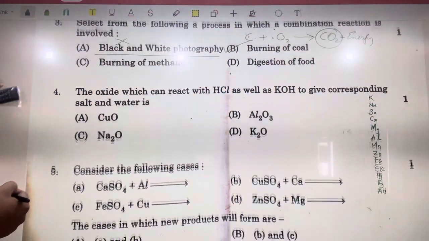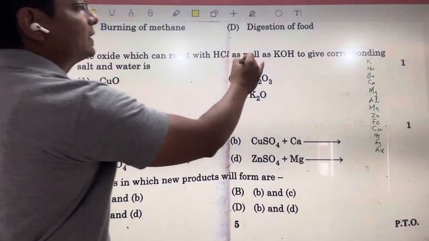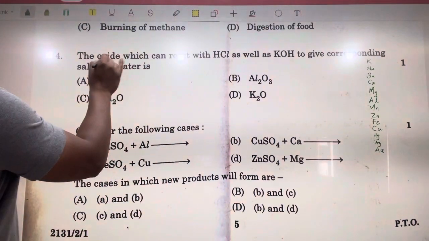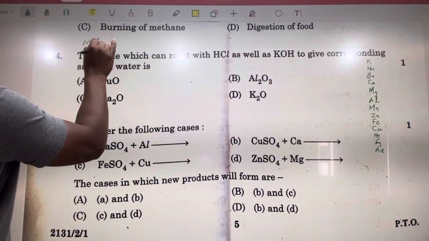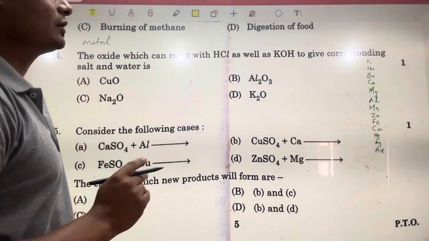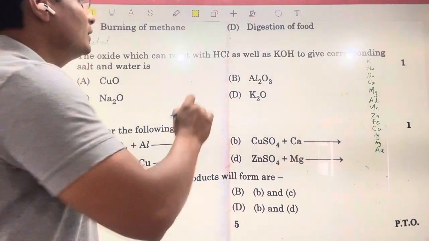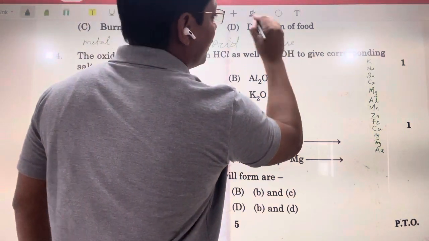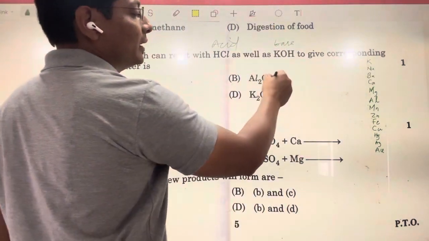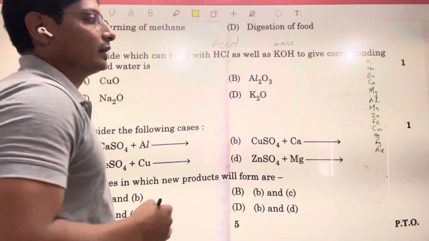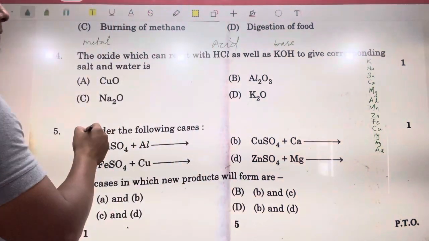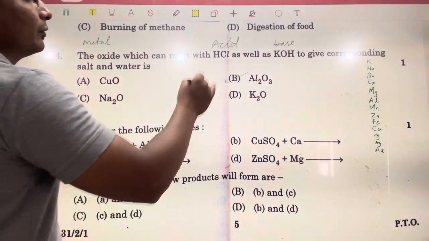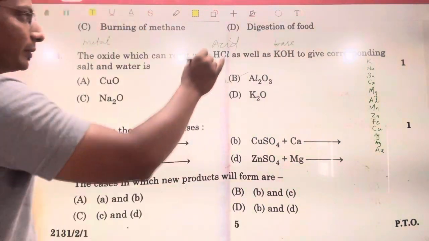Fine. So the fourth question is: the oxide which can react with HCl as well as KOH to give the corresponding salt and water. So oxide means here basically we are talking about metal oxides. So we know that there are two exceptions, two metal oxides that will react both with the acid as well as the base. So those two metal oxides are aluminum oxide and zinc oxide. So in the options you just check for them. They have given aluminum oxide. So this aluminum oxide is going to react with both acid and basic solution.